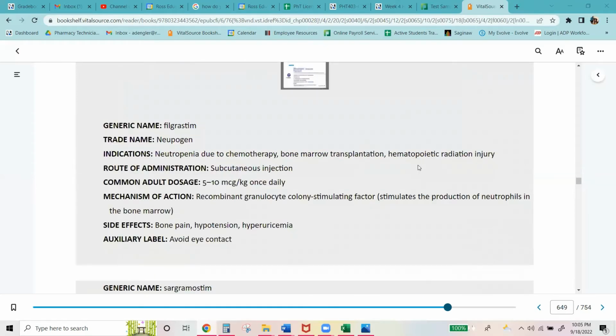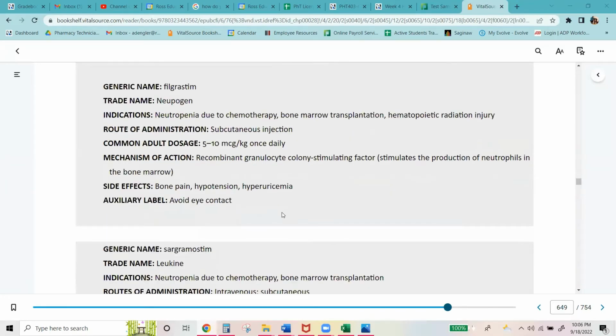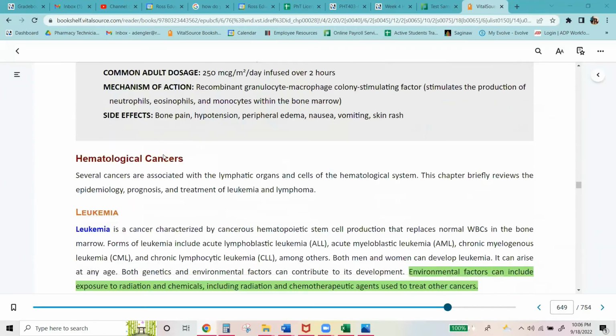So we have the medication Neupogen that is indicated for neutropenia due to chemotherapy, bone marrow transplantation, and hematopoietic radiation injury. It's a subcutaneous injection that they give at home. So you will see this in the retail world. And we have the medication that is intravenous and subcutaneous, leukine.